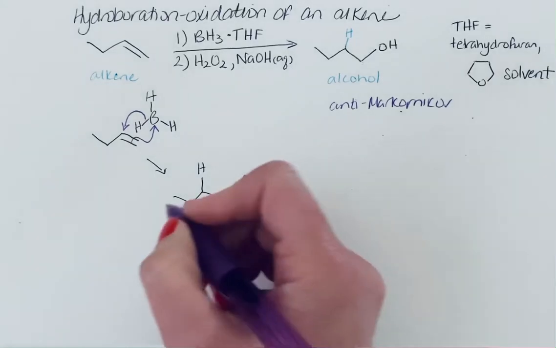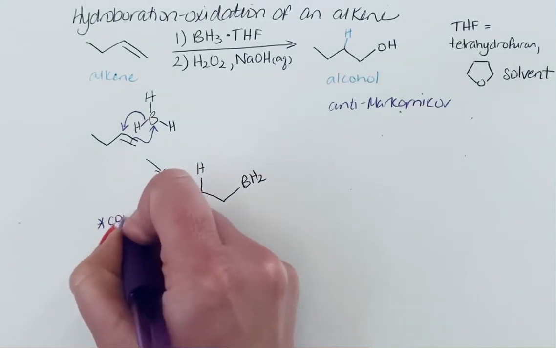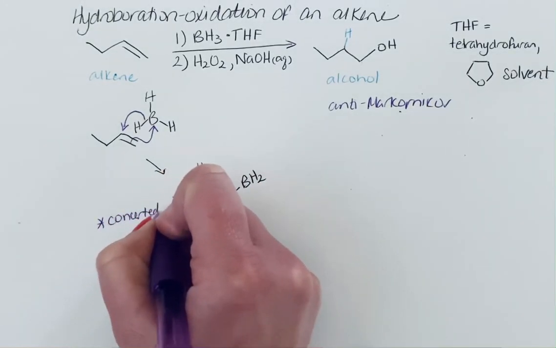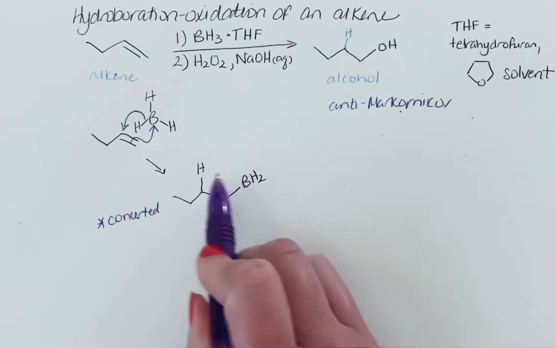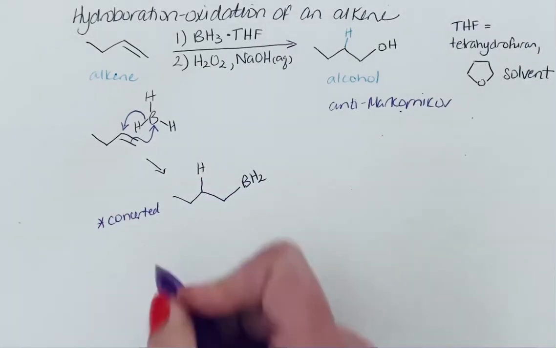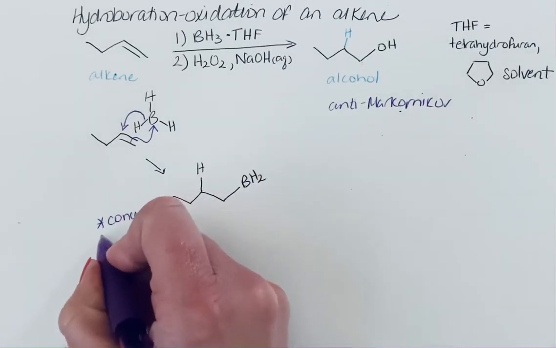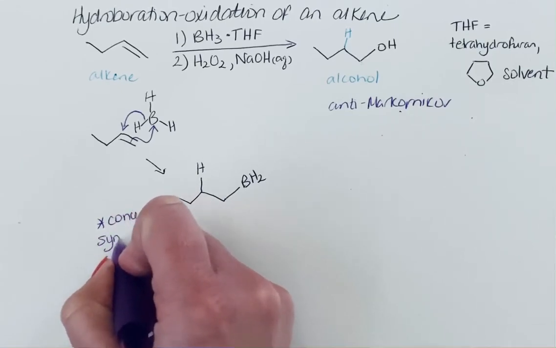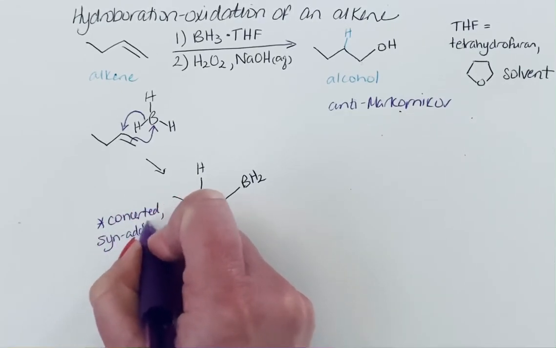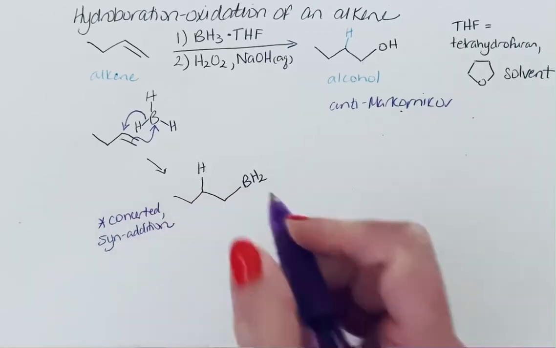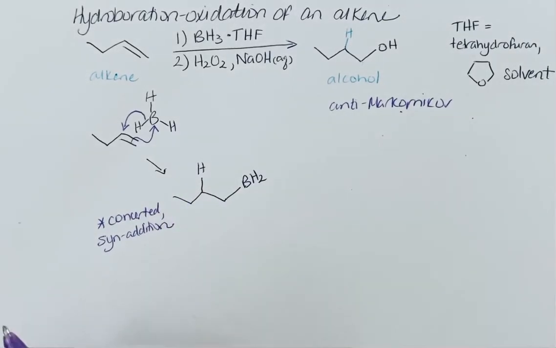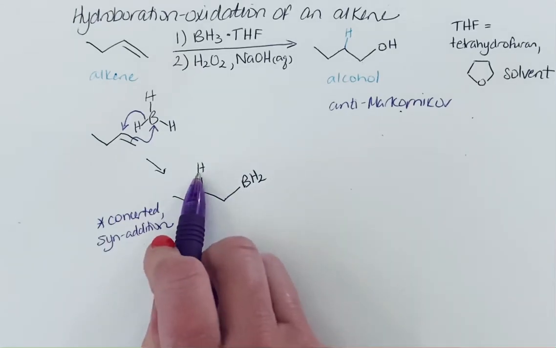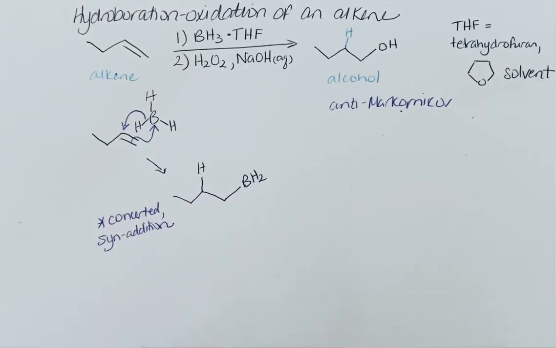Because this is a concerted addition, that means the boron and the hydrogen are transferred to the same face of the alkene. This is known as a syn addition. This is the step that sets the stereochemistry of this reaction. So the hydrogen and the boron are on the same side.